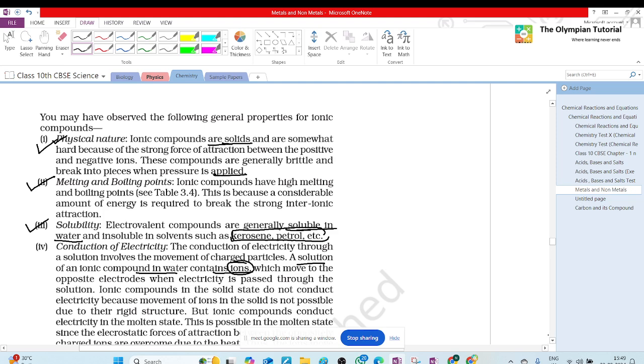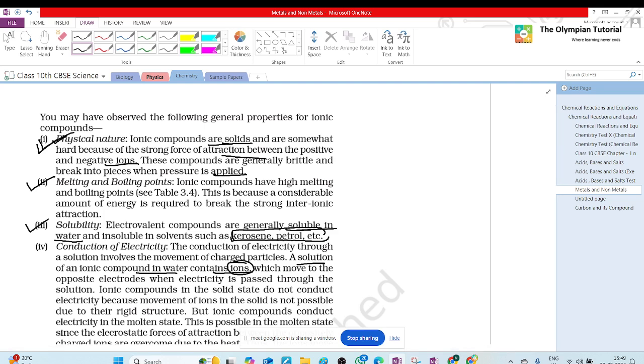Melting and boiling points. Are you okay with physical nature? Yes, ma'am. Ionic compounds are solids, somewhat hard because of the strong force of attraction between the positive and negative ions. Melting and boiling points.